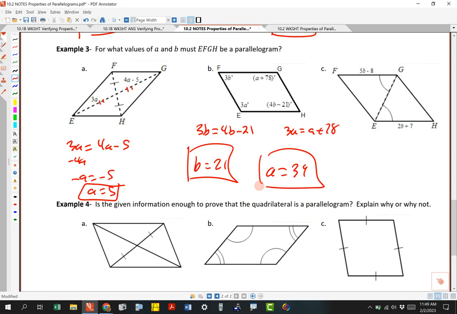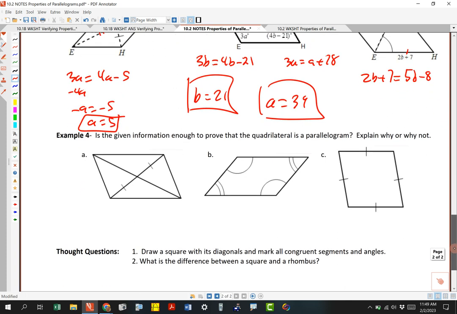Anything hard about that one? Okay, opposite sides are congruent, so we'd literally just set the two of those equal to each other. So 2b plus 7 would equal 5b minus 8. And then we're almost done.